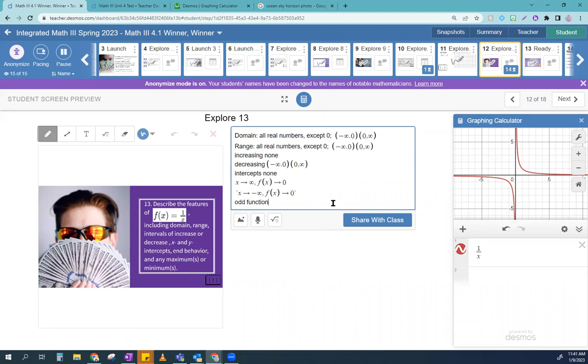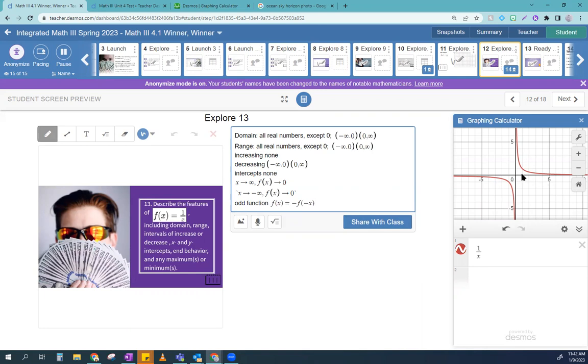So the definition of an odd function is f of negative x equals negative f of x. If this is true, then it's an odd function. And this is what you guys said when I asked what happens with these negatives. You all said it's reflected, it's flipped. That's what you were actually describing.